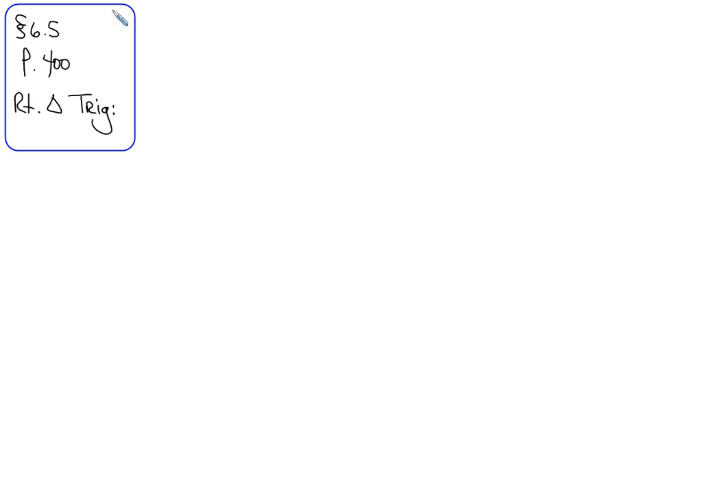Ready or not, section 6.5, page 400. Right, triangle trig. This is the trig that you guys learned back in geometry. Right triangle trig is just plain old SOH CAH TOA. Another way to write SOH CAH TOA is this way.